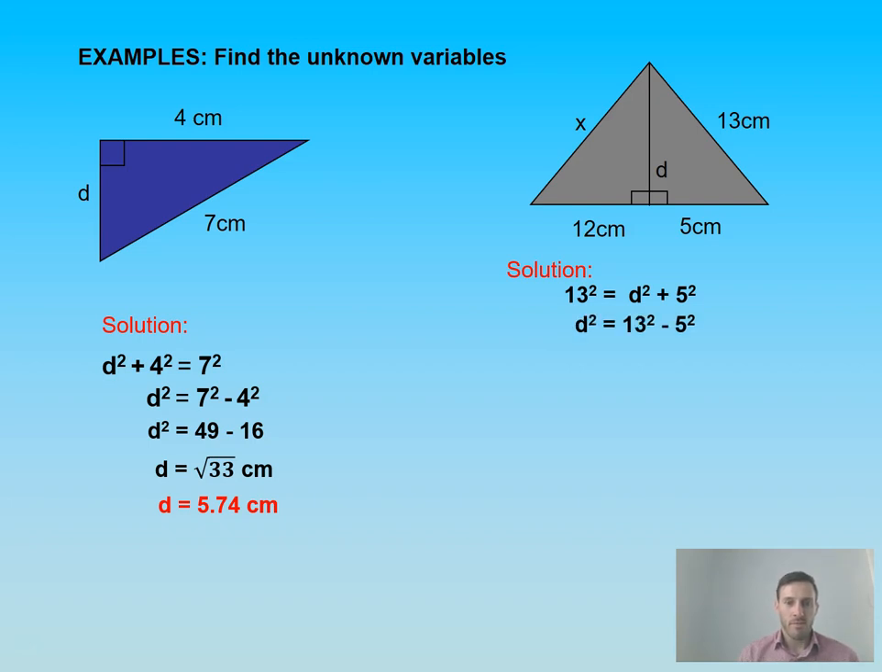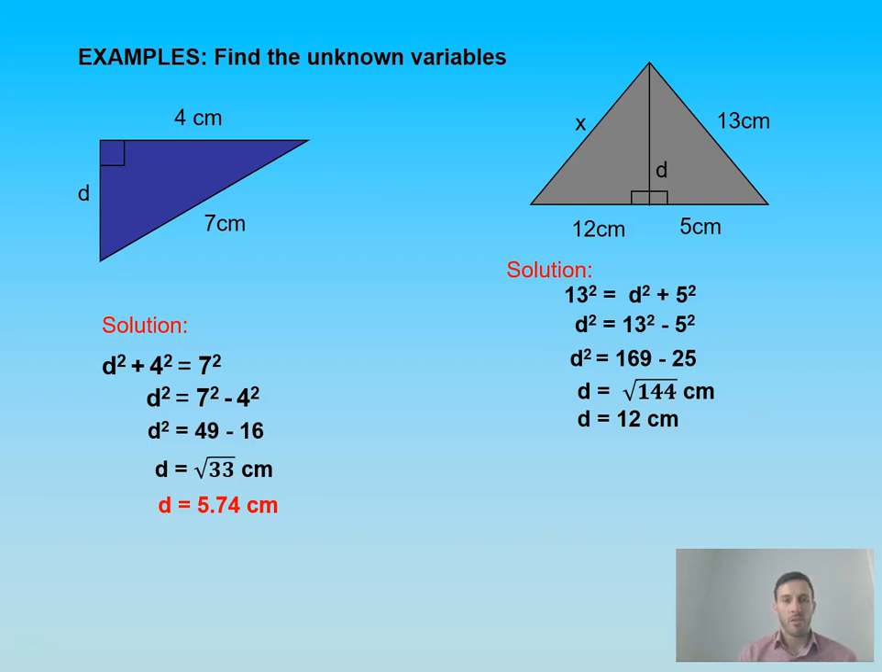Now we can rearrange it. We get 13 squared take 5 squared, and we get 169 take 25. Then we can square root both sides. And we get the square root of 144 centimetres, which equals 12 centimetres.